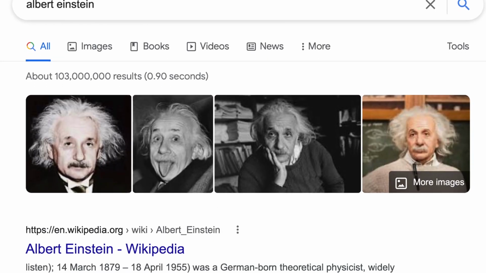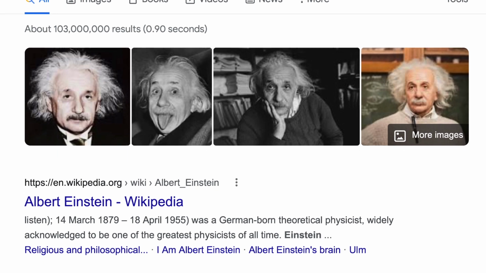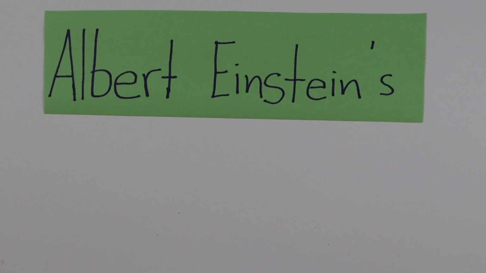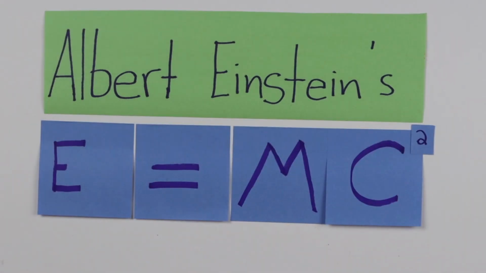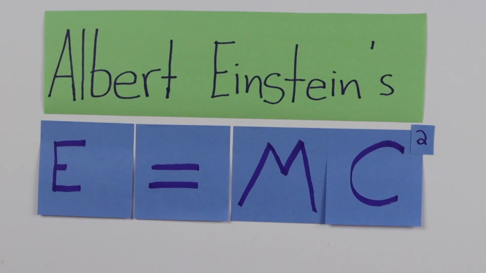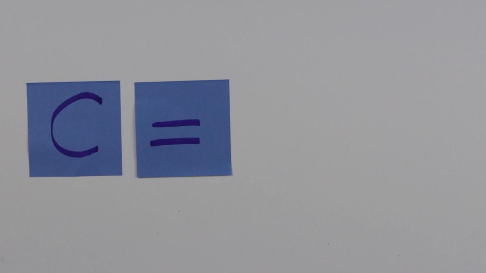There's also the physics equation discovered by Albert Einstein, which is of course the famous E equals mc squared equation. And while we're not going to be studying that one today, we are going to borrow the C from that equation, which stands for the speed of light.